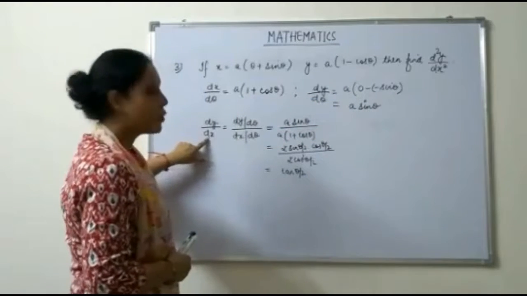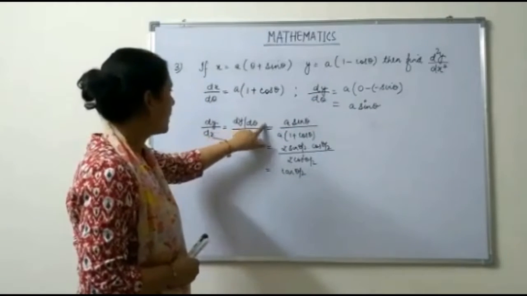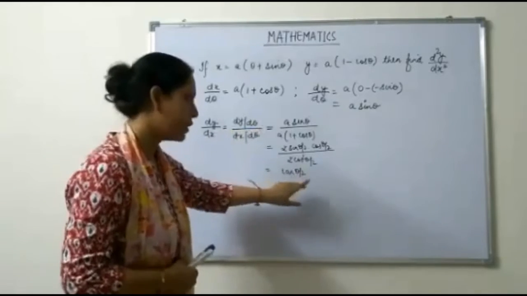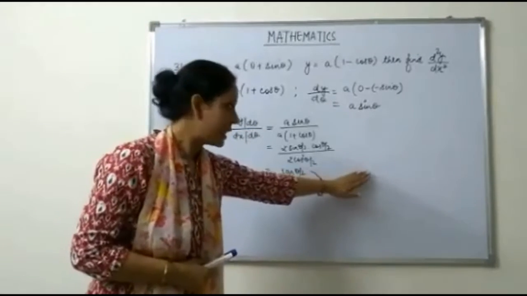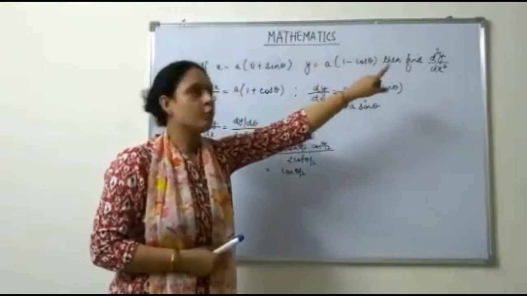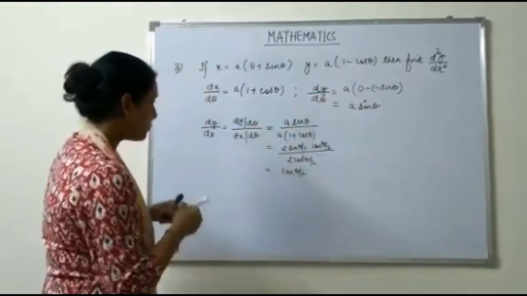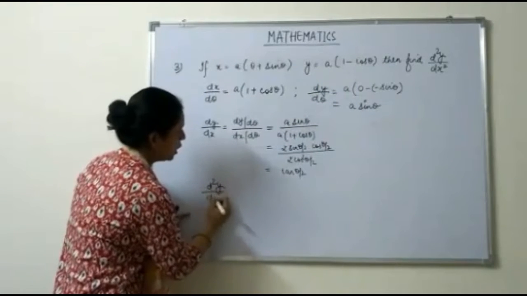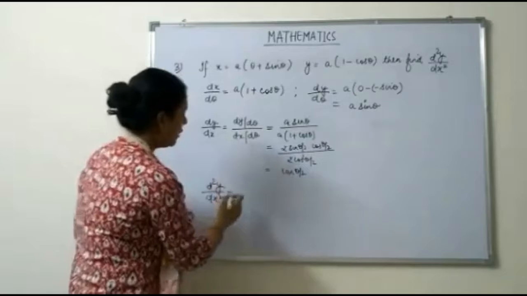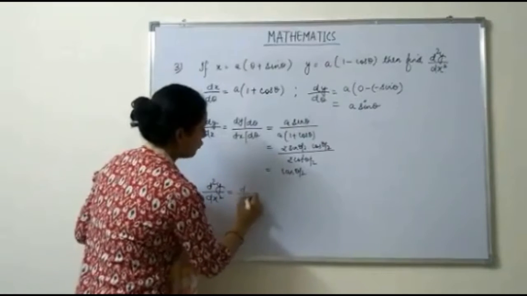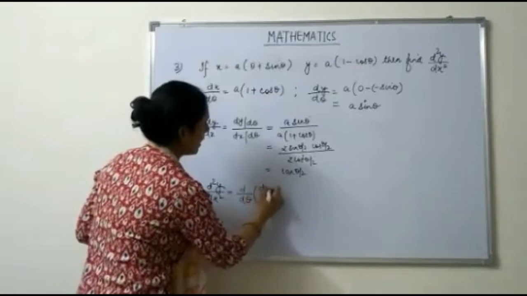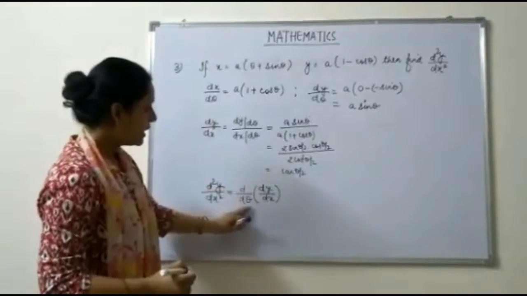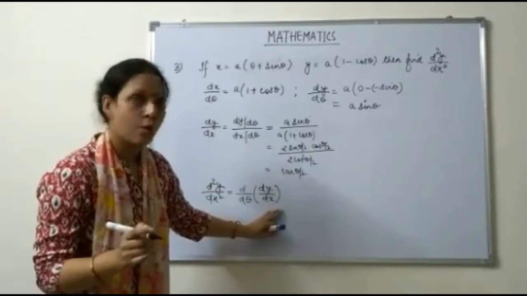So dy by dx, we all know that we have to divide dy by d theta by dx by d theta, and solving this we get tan theta by 2. Up to here all of you do it correctly. But when it comes to finding out the double derivative, d2y by dx2, what you do is find the derivative of dy by dx with respect to theta, and there you leave it here. This is wrong.